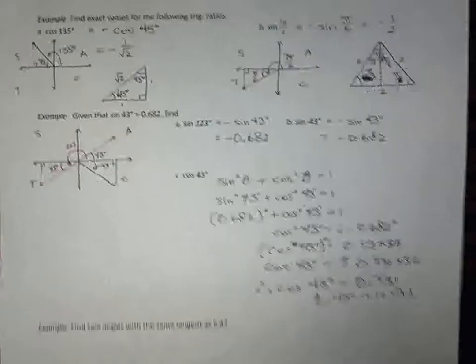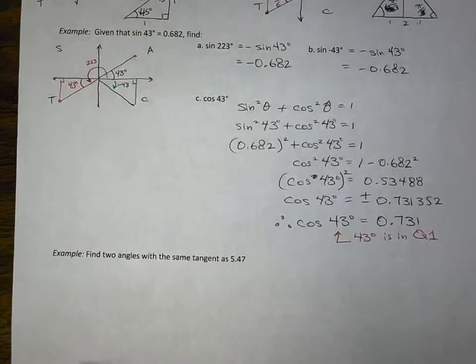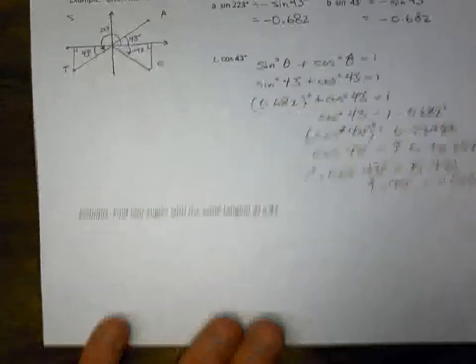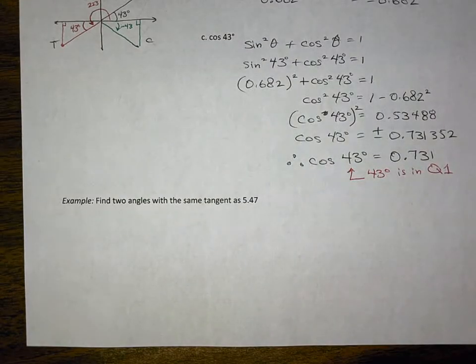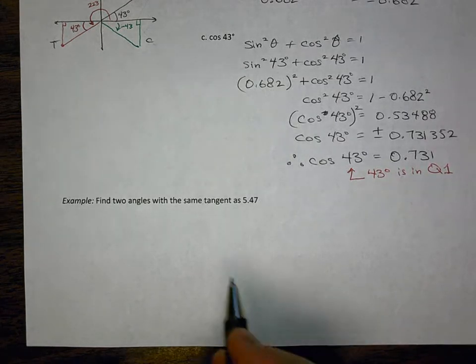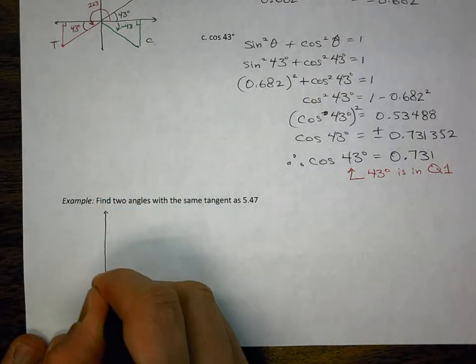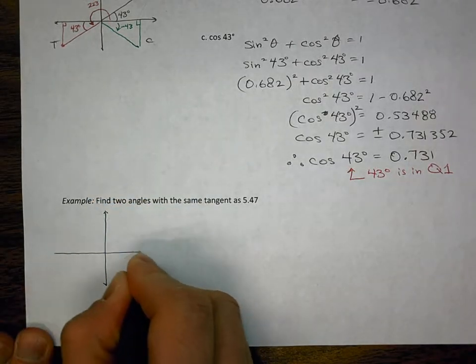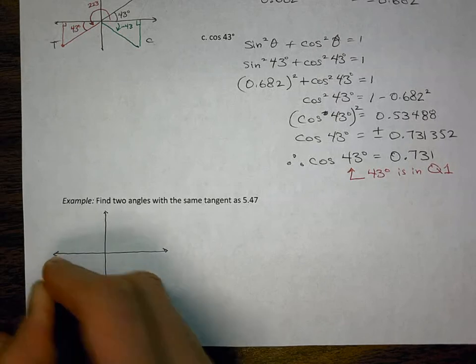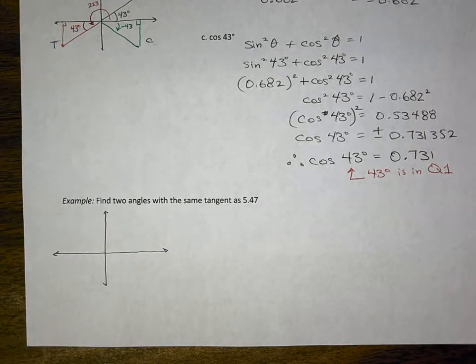Last question that we'll do is an odd radian question. Find two angles with the same tangent as 5.47. So we get a question like this. It is always useful to draw a sketch to help us understand what the question is asking, and to help understand these odd sinusoidal or periodic functions.